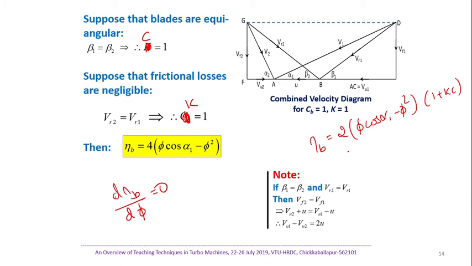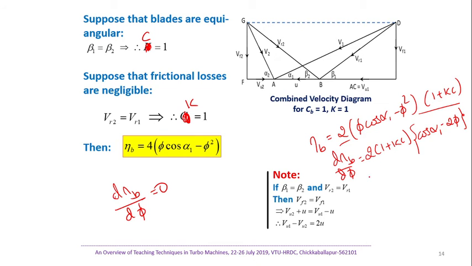Now if I want to differentiate this, that becomes d eta_b by d phi. With respect to phi I am differentiating it. So 2 and (1 plus kc) remain constant. So the remaining is this. Differentiate phi cos alpha 1, that becomes cos alpha 1, which is constant, so keep it like that. Differentiation of phi square becomes 2 phi, so cos alpha 1 minus 2 phi. Correct?